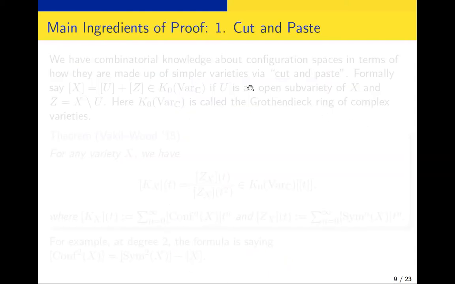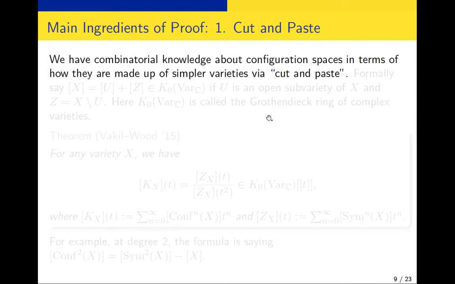And now we're going to focus on the proof. There are three main ingredients, and we're going to talk about them when we get there. The first ingredient is cut and paste. We know configuration spaces in terms of how they are made up of simpler varieties.